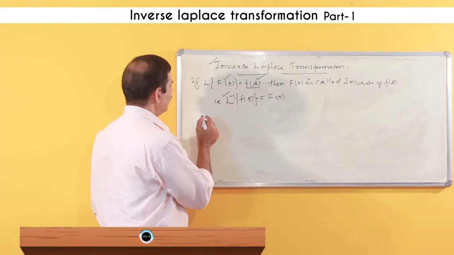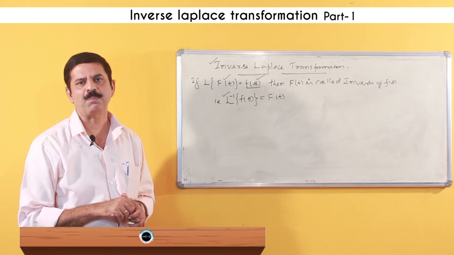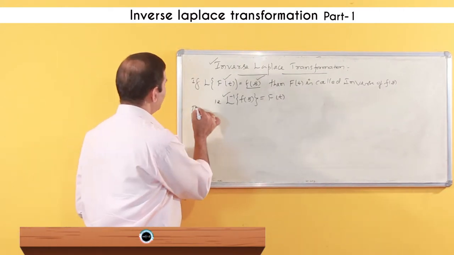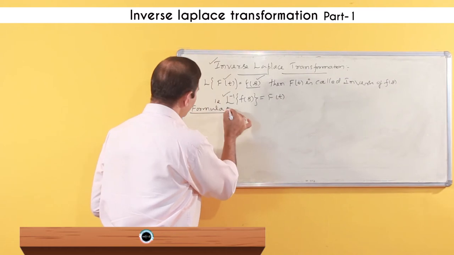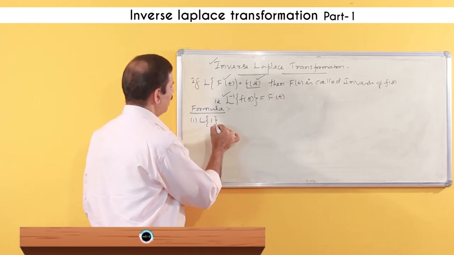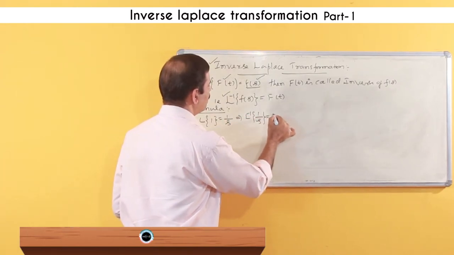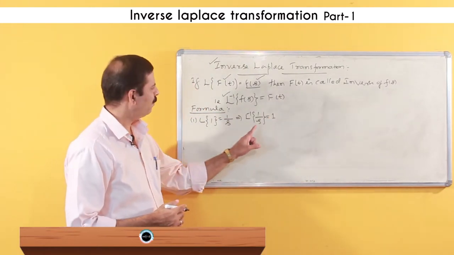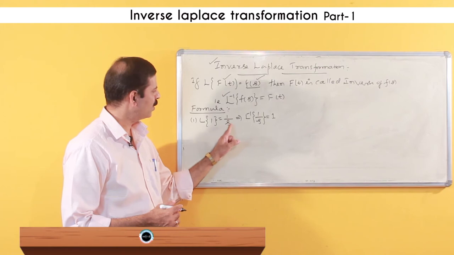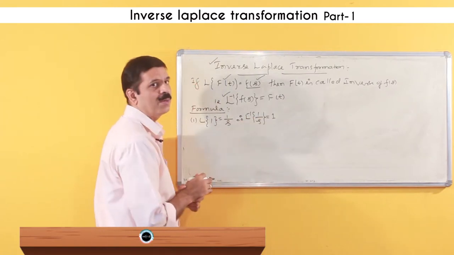Now, whatever formulas you have studied for the Laplace transform, the same process is going to be in the reverse manner. For your convenience, I am writing the formulas here. We studied in the last class, Laplace of 1 is equal to 1 by s. That implies Laplace inverse of 1 by s is equal to 1. I am writing it both ways.